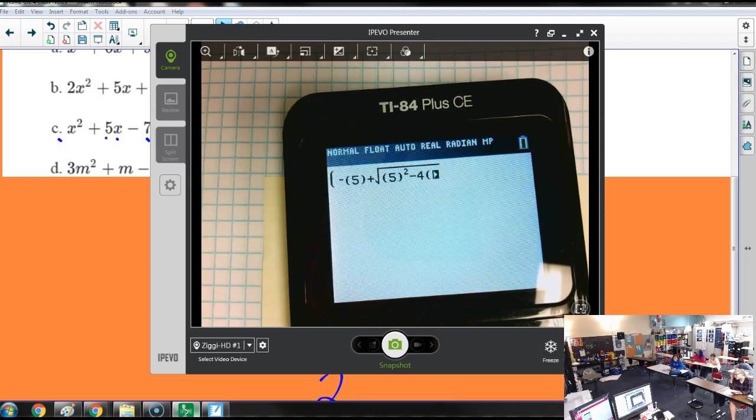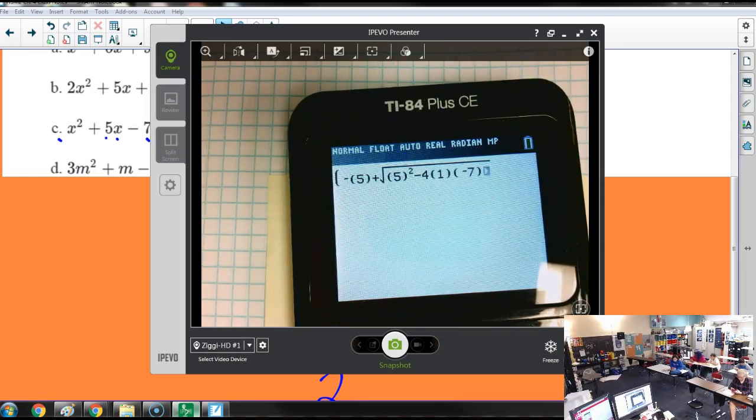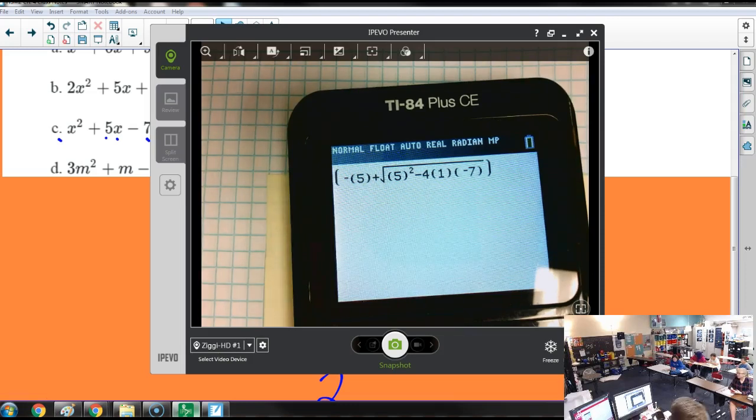Put A and C in parentheses because we're going to then come back and change these values for other quadratics. Negative b plus or minus the square root of b squared minus 4ac. Get out of your parentheses and close your numerator. Notice that on the graphing calculator, it changes the size of the parentheses to help you see what matches.